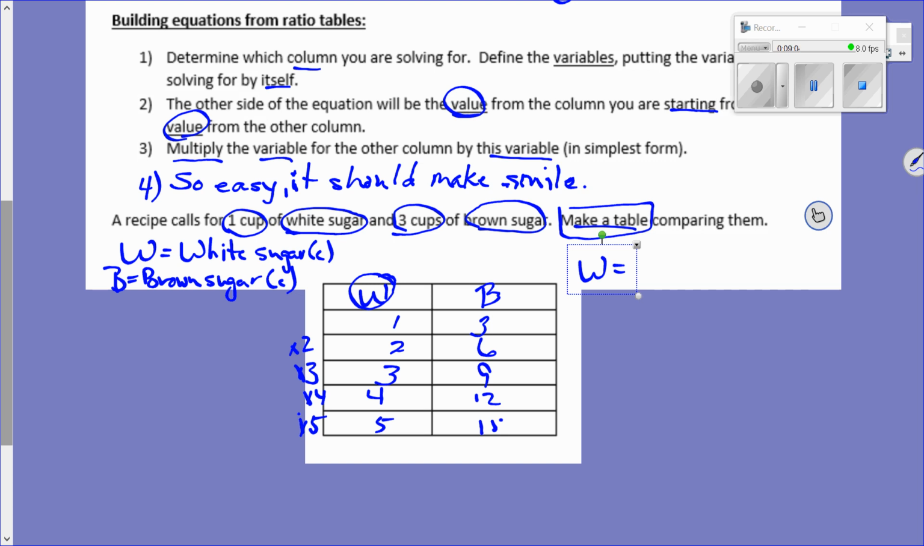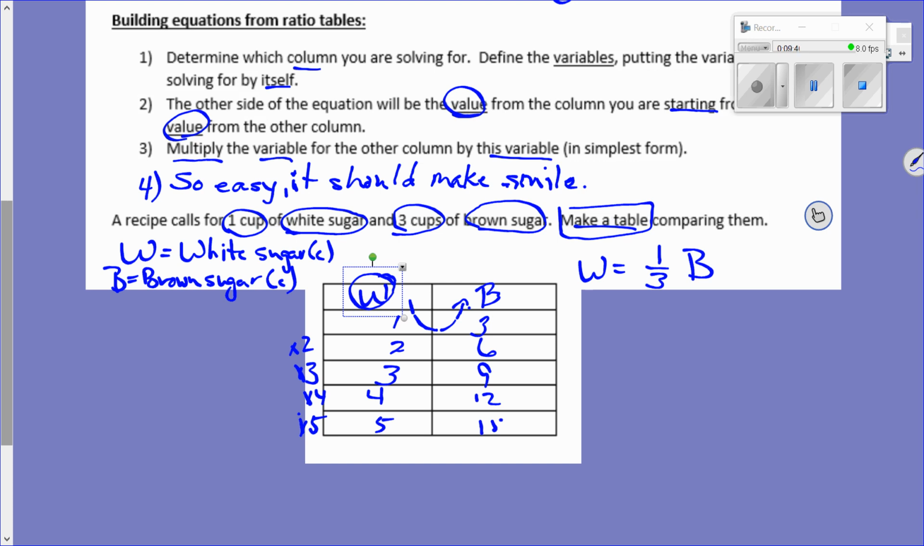Now I'm going to do the other side, which is going to be the value from the column I'm starting in, the 1, over the value from the other column, 3. And then I'm going to multiply it by my other variable, B. So why do I say it's so easy it can make you smile? Look what we did. We just made a nice big smile, didn't we? So, literally, all we have to do, guys, where we start equals this over this times this.